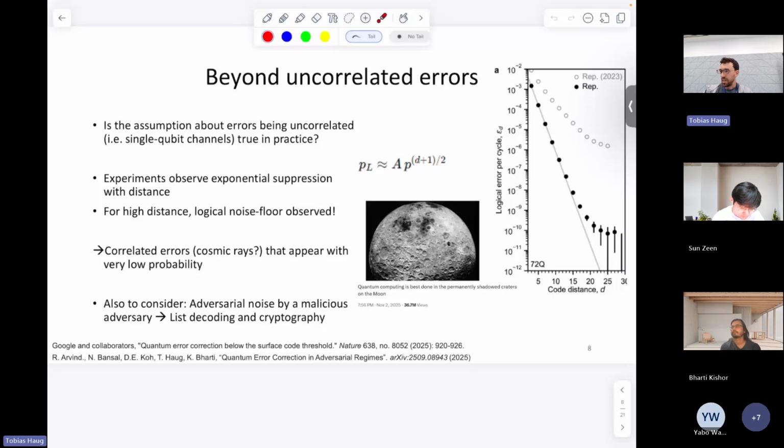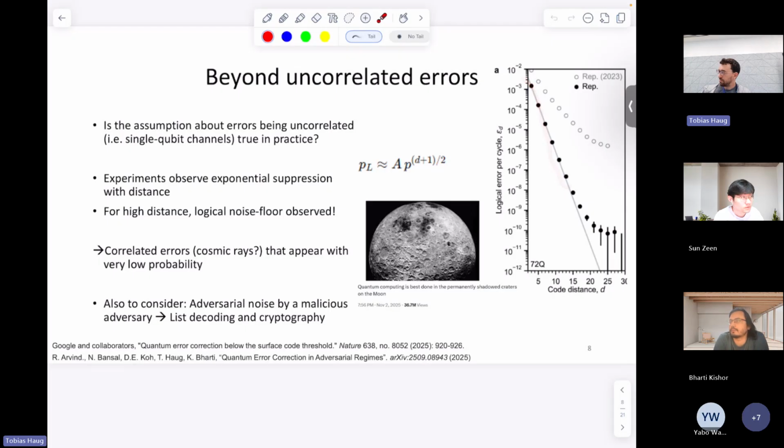Okay, good. Just a short mention that you can of course also go beyond uncorrelated errors, because this assumption that all errors are singular is not always true in practice. It seems to be true at least to some degree, because we see this exponential decay of the errors. This has been studied also by Google in an experiment. Basically they plotted the code distance against the logical error, and they found this exponential decay, because this is a log plot. So they found a linear decrease, which corresponds to exponential decay, which is nice. This is what you expect below threshold.